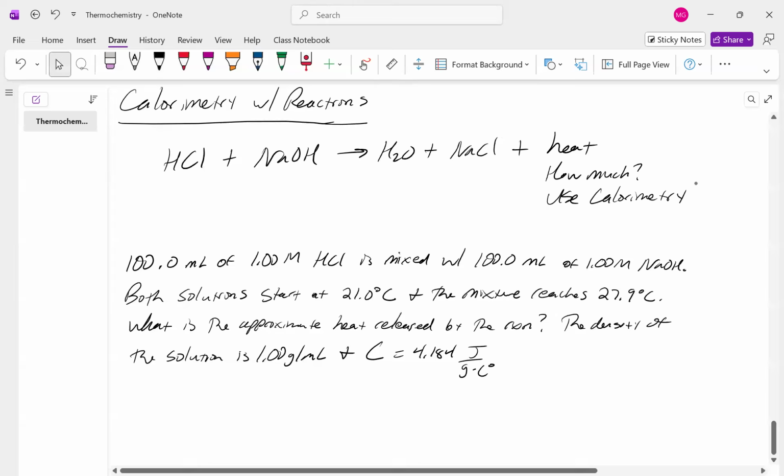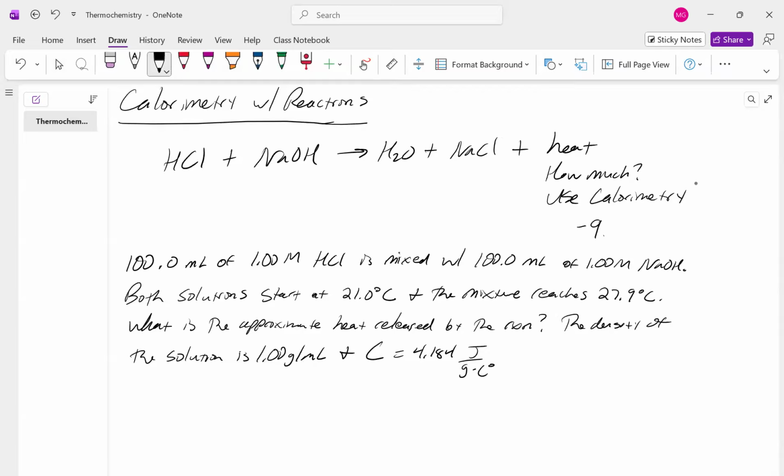right? Which means that if we're doing a problem with this, then our formula will look something like this. The reaction will release heat, Q of the reaction, and the water that the reaction is done in will gain that heat.